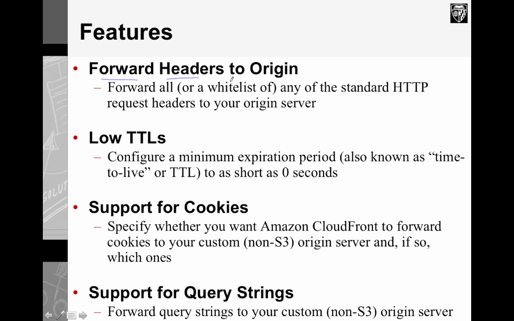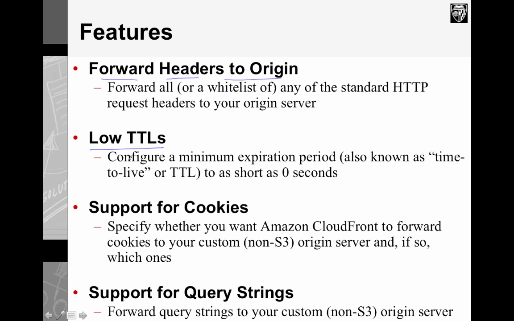Forward HTTP headers to the origin. When the HTTP request is coming to the edge site, it should be able to forward that information to the origin. Load TTLs. The edge servers are serving content to the end users, and in many cases the edge servers are caching the content.